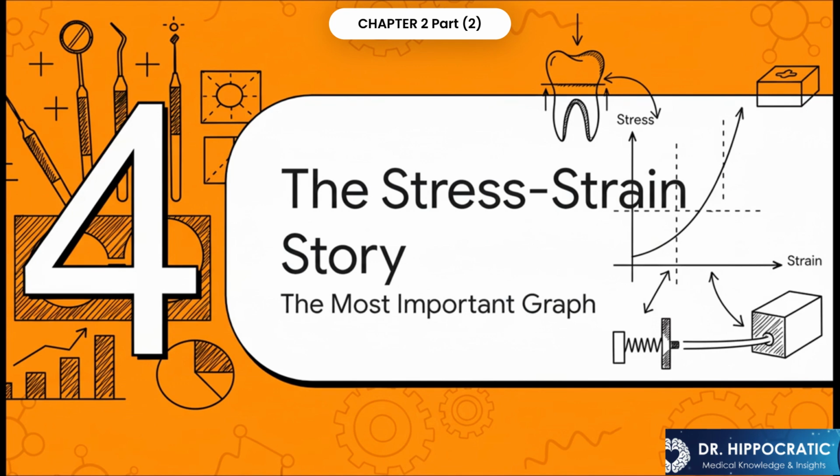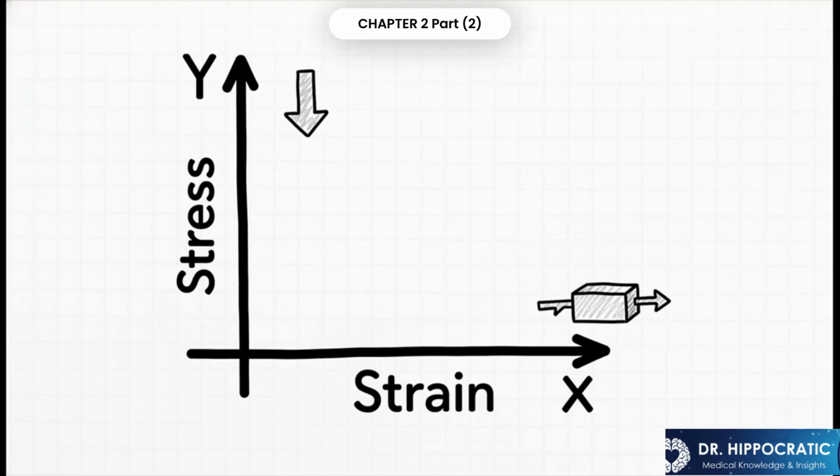And that data lets us build what is, no exaggeration, the most important graph in all of material science. Let's build this stress-strain story piece by piece. So, the foundation of our story, our graph, has two axes. On the vertical y-axis, we're going to plot stress, that's our cause, the force we're applying. And on the horizontal x-axis, we'll plot strain, that's the effect, the deformation that happens.